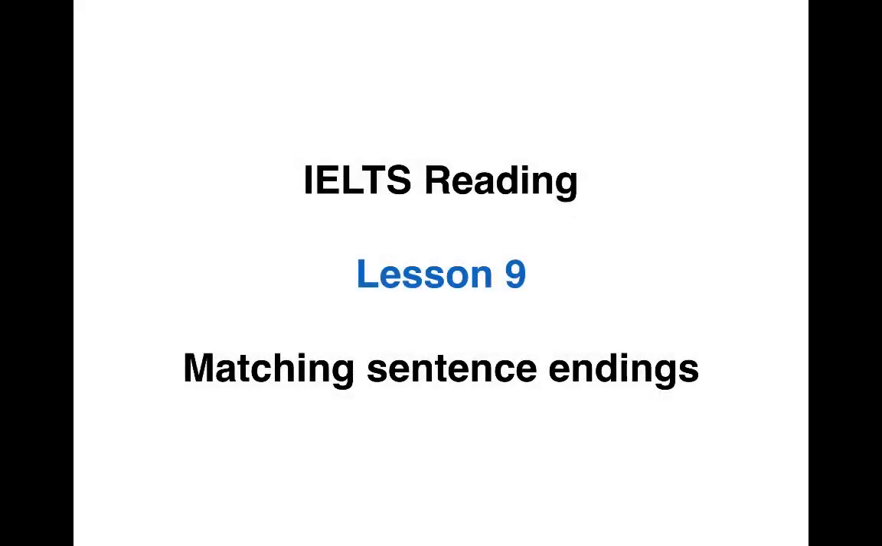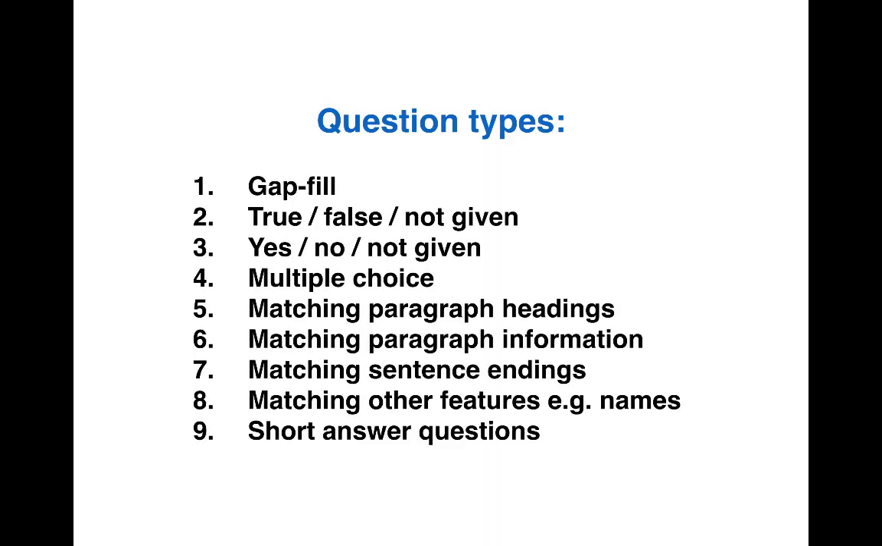IELTS Reading Lesson 9, Matching Sentence Endings. On this reading course we've been looking at the different question types. There are 9 question types in the IELTS reading test and we've done lessons about 8 of them. This lesson is the last one and it's about number 7, Matching Sentence Endings. We've done all the others in the previous lessons. So let's look at this type of question and how to deal with it in the test.